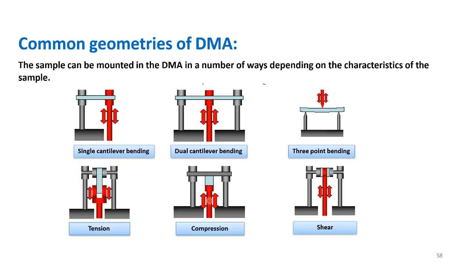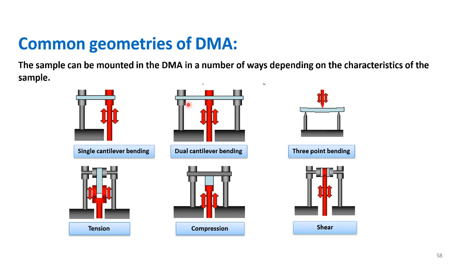So there are common geometries for DMA. These are some of them. Single cantilever bending: if we have a film which is stable enough to hold at one point, then on the opposite edge we can perform the testing, which can be either compression or tension.